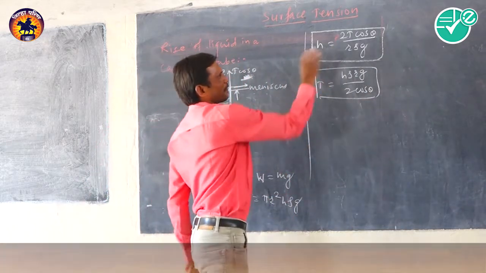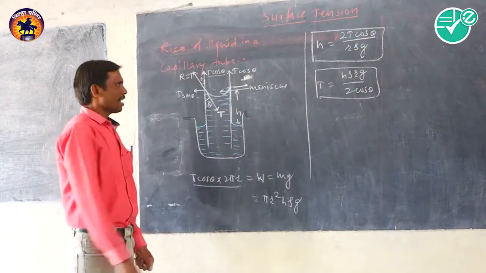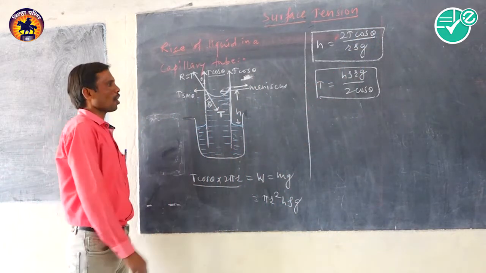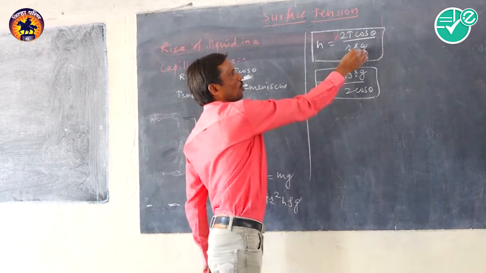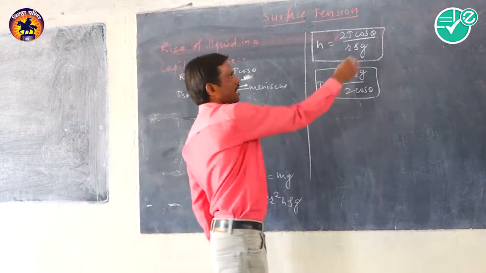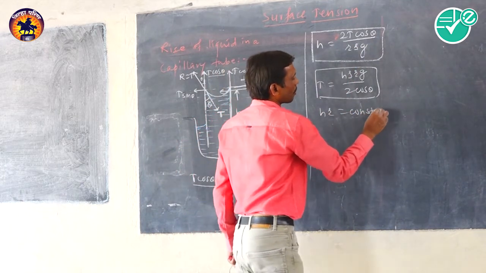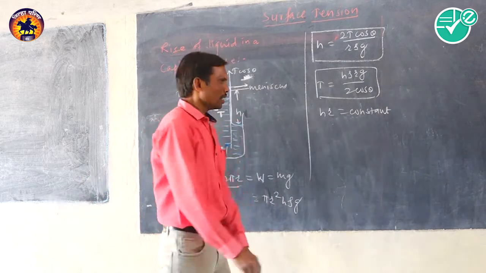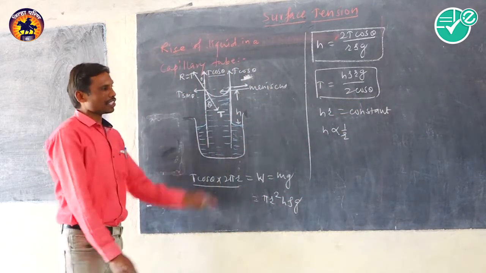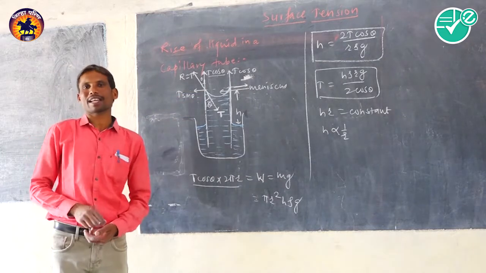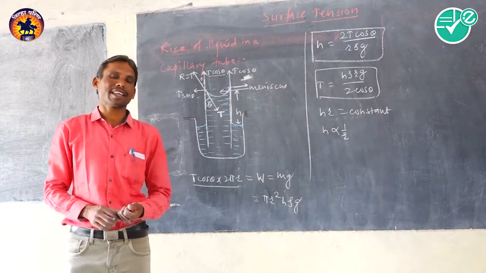But simply observe this expression. In this case, now consider theta. Theta is the angle of contact and it is constant for a given pair of liquid and solid. T is surface tension, that is also constant. Rho is the density of liquid, that is also constant, and g is also constant. So in this case, h r is also constant. Product of h r is also constant. So in this case, we can write that the rise of liquid inside the glass capillary is inversely proportional to radius of that capillary. It means the narrower the capillary, the greater is the rise inside that capillary.